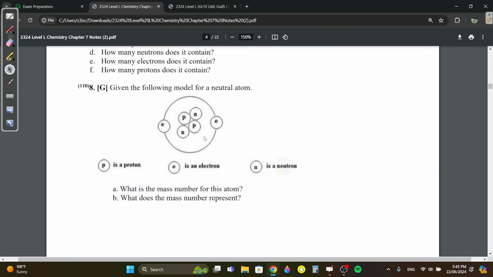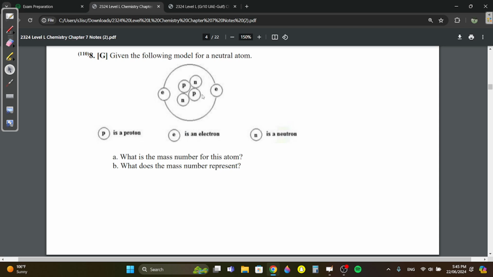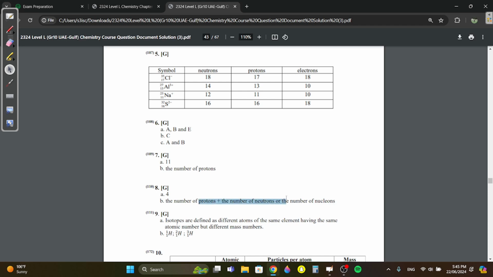Okay, I'll skip this. I remember this one. What is the mass number for this atom? Obviously, for the mass number you count the number of protons and neutrons. In this case, it's 4. What does the mass number represent? The number of protons plus neutrons, right? Yeah, the protons and neutrons.